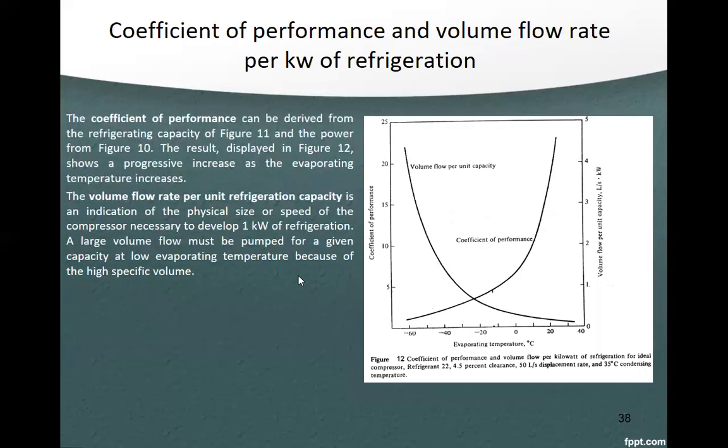Next, the coefficient of performance and volume flow rate per kilowatt of refrigeration. The coefficient of performance can be derived from the refrigerating capacity in figure 11 and the power from figure 10. The result displayed in figure 12 shows a progressive increase as the evaporating temperature increases. This is the COP, coefficient of performance, and volume flow per kilowatt of refrigeration for an ideal compressor, refrigerant 22, 15 per second displacement, and 35 degrees condensing temperature.